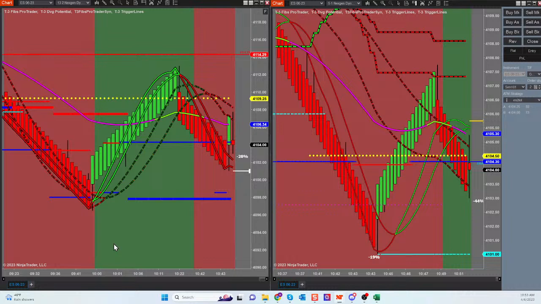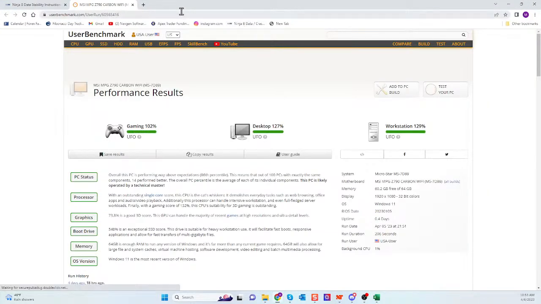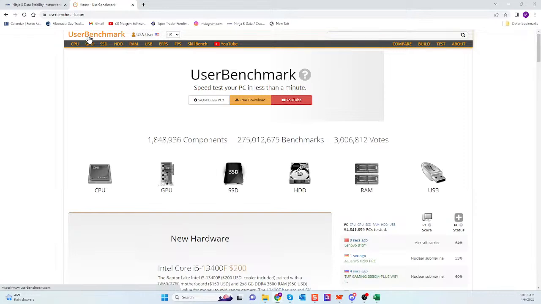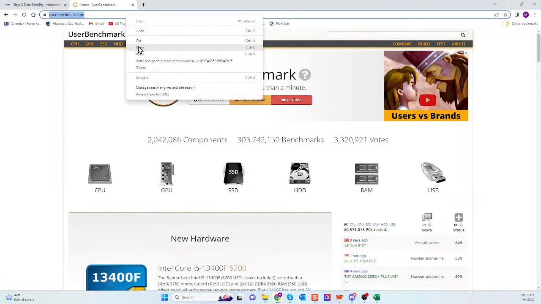I don't know what OCCT software is, so I'm going to say no. Man, I hate to be that guy. This is what John sent me. UserBenchmark. I'll give you the link to it if you guys want to do it.